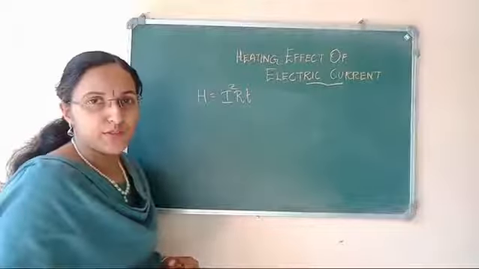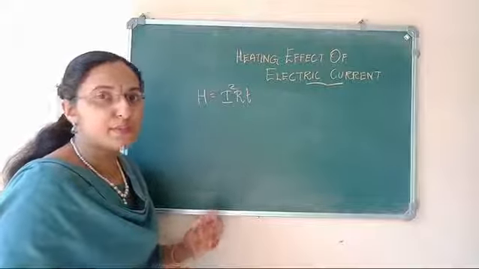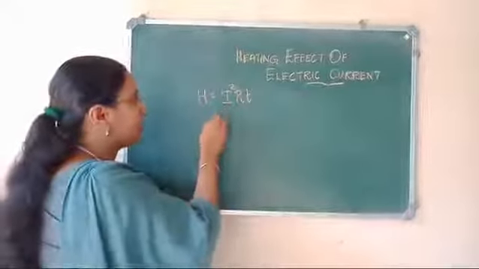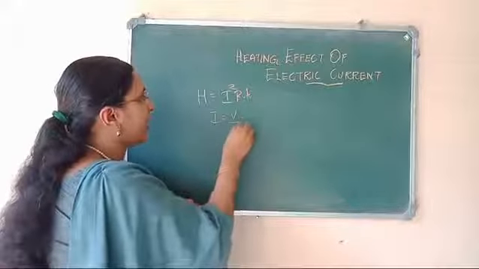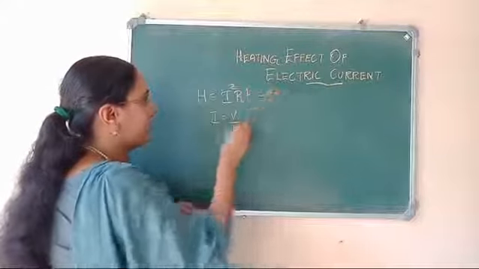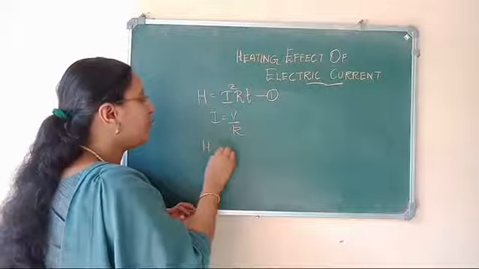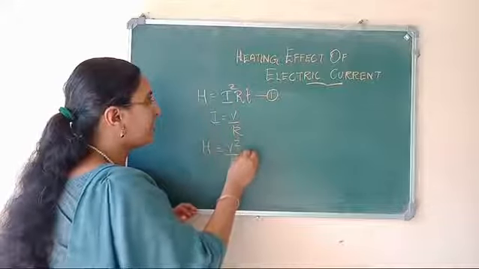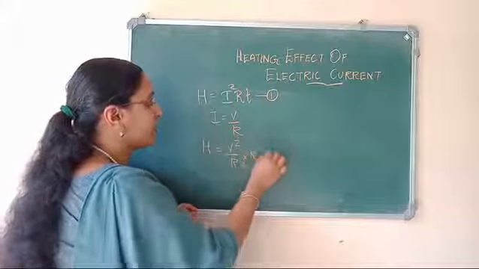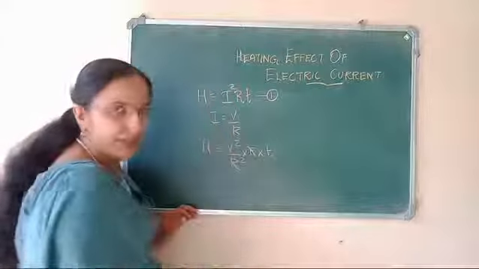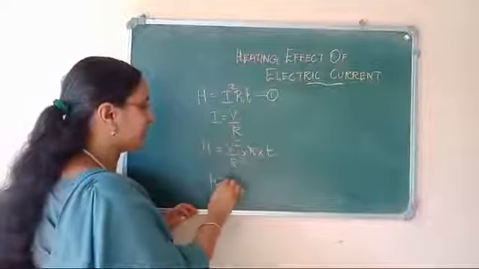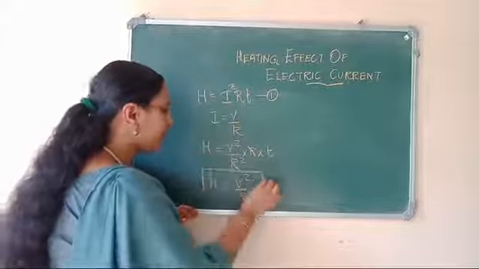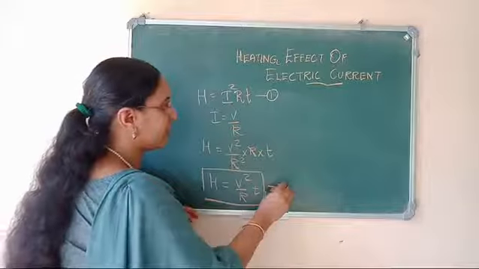We know the equation of Joule's law, that is H = I²RT. We can convert this I²RT in terms of voltage and resistance by putting I = V/R in equation number 1. That is H = V²/R² × R × T. Therefore, R and R cancel. We get H = V²/R × T. This is another equation, equation number 2.